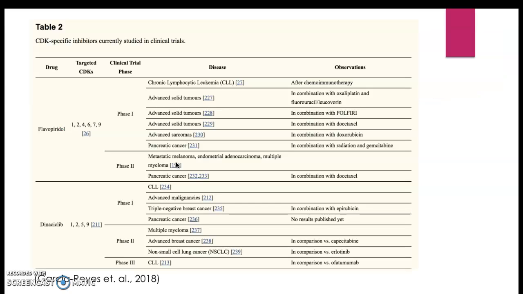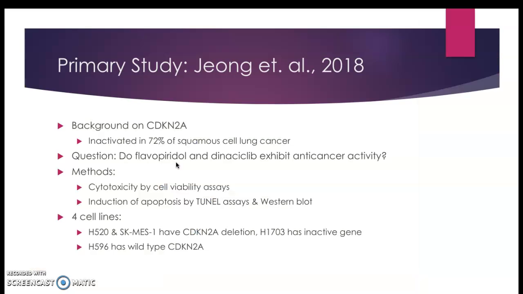Here we're going to look at 2 drugs, flavopiridol and dinaciclib. No clue if I said that right. But this table shows that they've been tested for a variety of cancers in combination with a variety of drugs, and this helped inform the primary research article that I found, which I'm getting into next here.